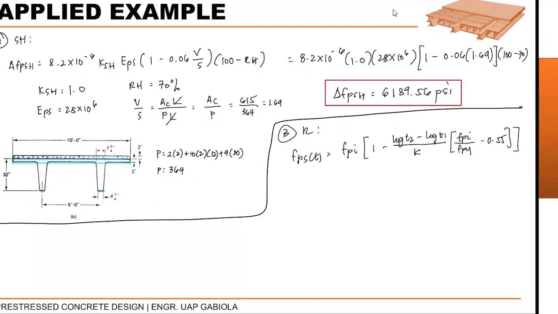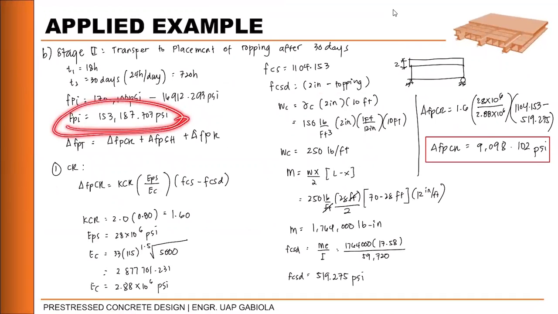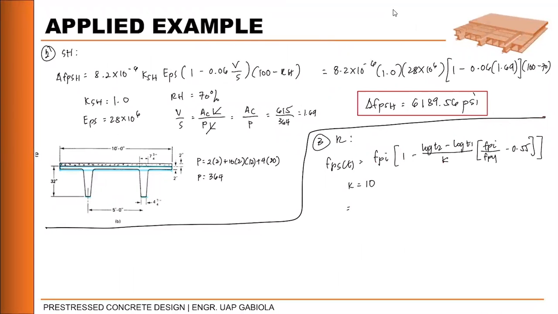So, yung K natin, define na natin, ayan, na equal sa 10. Okay? Kasi tayo ay stress relief. Okay? Then, yung FPI, FPY, nasa may value na din tayo niyan. Substitute natin. Yung FPI natin, again, is yung nag-start tayo. So, ito yun. Ito na yung bagong value natin. 153,187.707. So, 153,187,707. Then, 1 minus log nung ating T2, so 720, 30 days, no?